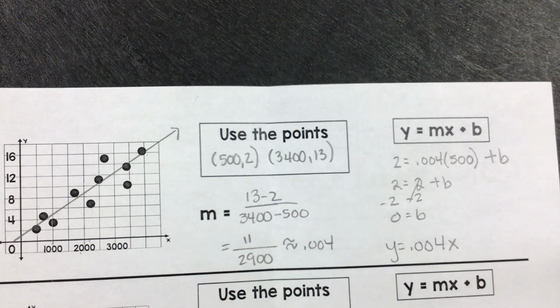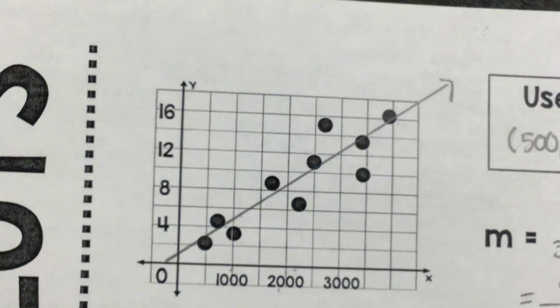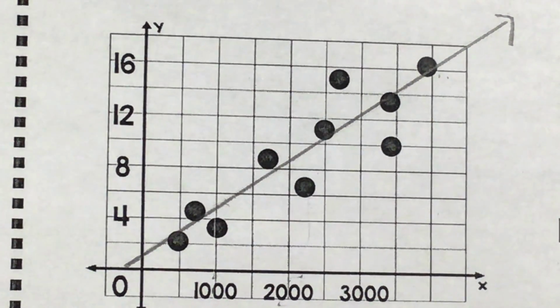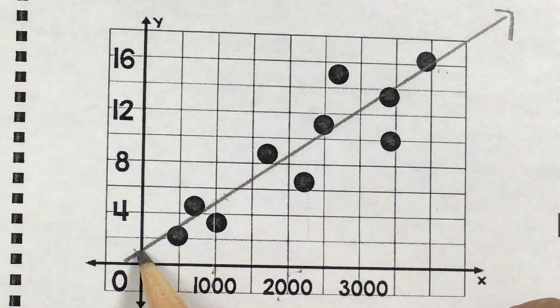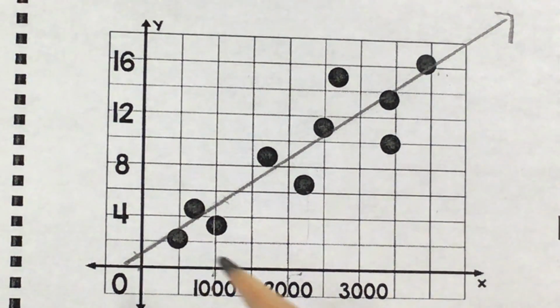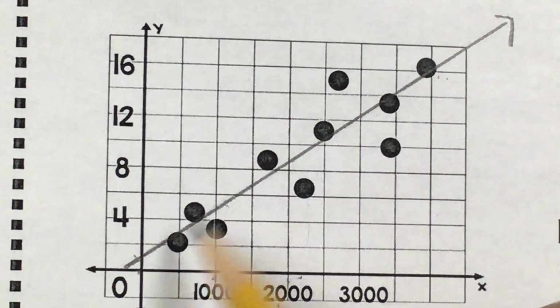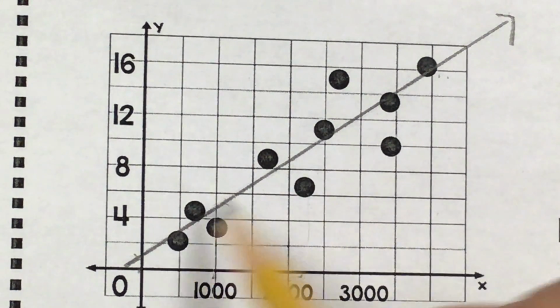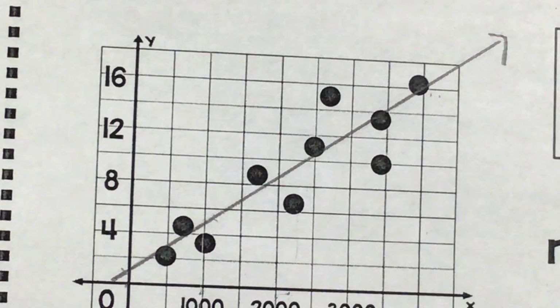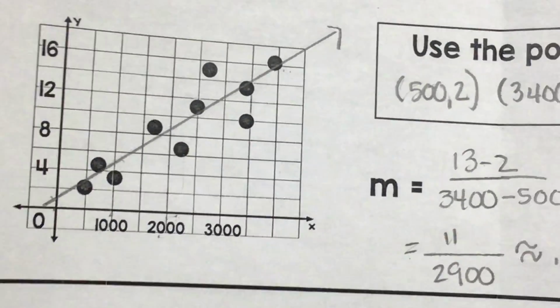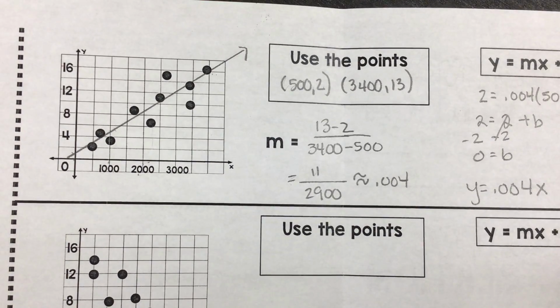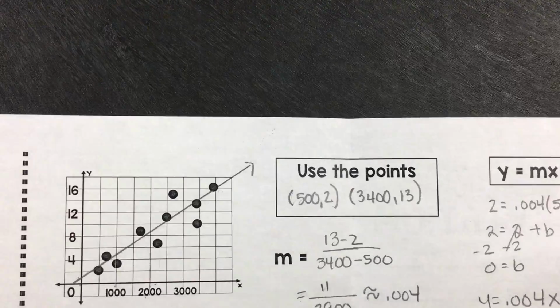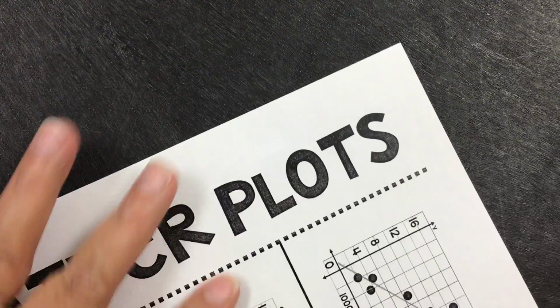I want to zoom into my line just to show you that my y-intercept is incorrect. It's a little bit off. So why did that happen? Well, I selected points that were close, but not actually on the line. All right. So this is a positive correlation. So I'm going to write it right here.